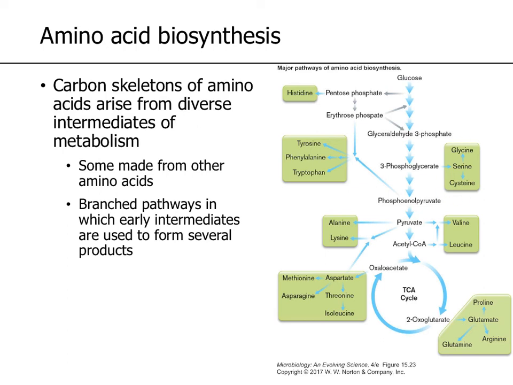And then one way to conserve energy is through these branched pathways, in which early intermediates are used to form several products. For instance, if you go from oxaloacetate to aspartate, this can then be used to make several other amino acids. That's a way for the cell to conserve resources and not have to make a ton of different enzymes if it uses some of these pathways like that.